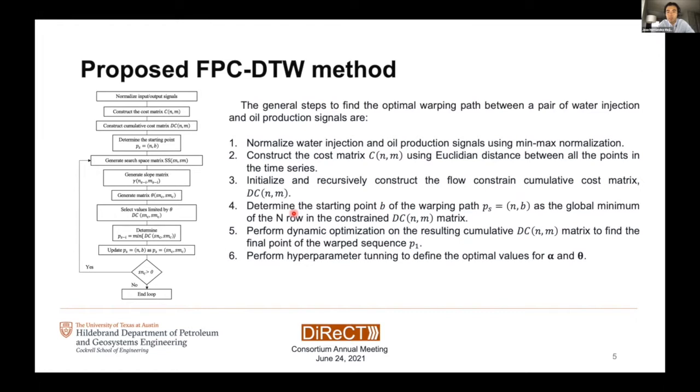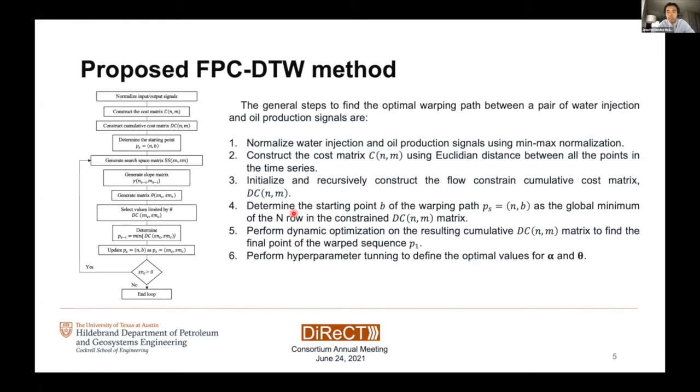After we have constructed our cost matrix, we have to construct a cumulative cost matrix. This cumulative cost matrix is where we are going to implement the constraints, and it is where we are going to find the optimal warping path.